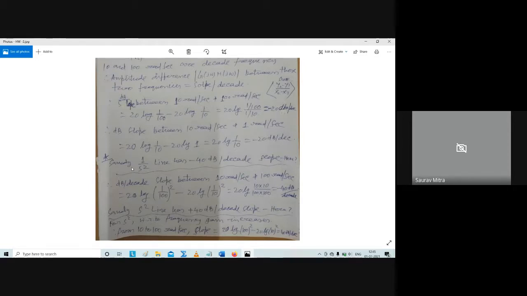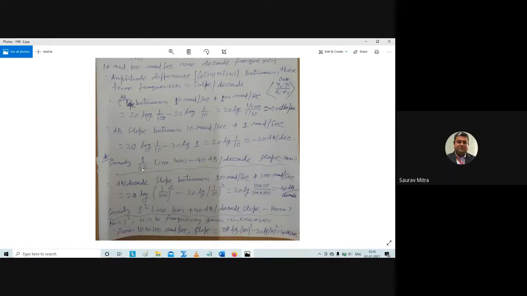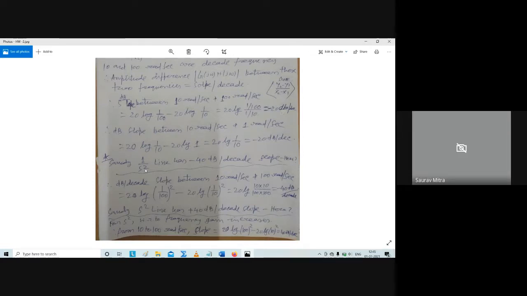Somebody can ask, can you prove that the 1 by s square line has minus 40 dB per decade? In that case, only the function will change. So for 100 radian per second, it will be 20 log 1 by 100 square. Because now what is my G(s)H(s)? Now my G(s)H(s) is 1 by s square, that is equal to 1 by omega square. So 1 by j square omega square. j square will give you a minus 1, but whenever you are taking the mod for amplitude, it will be 1 by omega square.